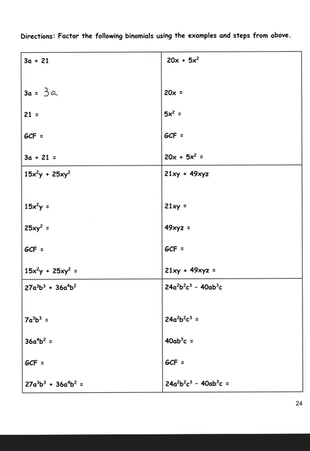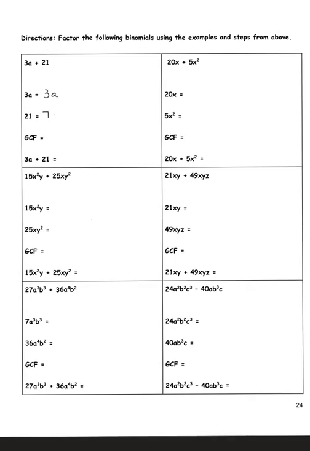21, we know we can break 21 down into 7 times 3. We can see that it has a 3 in common, so our GCF is 3. So we're going to divide each term by 3. 3a divided by 3 gives me a, and 21 divided by 3 gives me 7. So we get a plus 7.